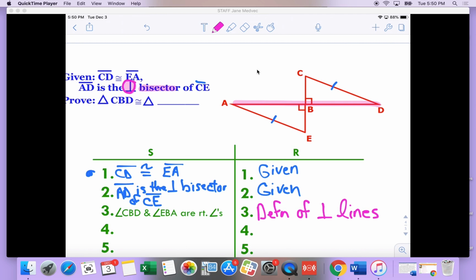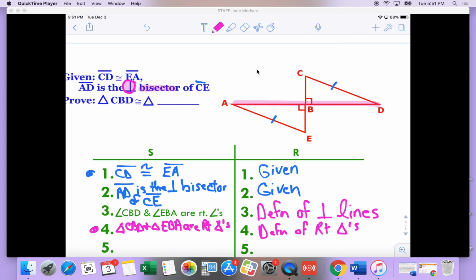I am going to choose to look at triangle CBD and triangle EBA are right triangles. And I can do that because I have right angles. So this is definition of right triangles. And there's another one of my dots. Again, for HL, I have to establish that I have right triangles. So if they give me a right angle, the next step, I'm going to do right triangles. Then I know for sure I've got that.